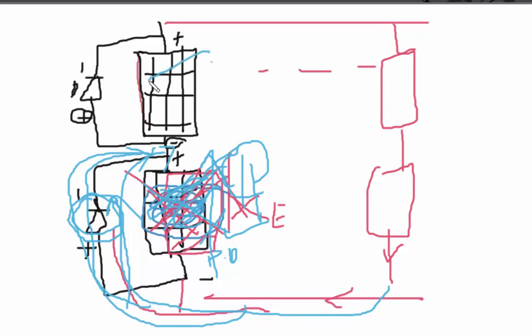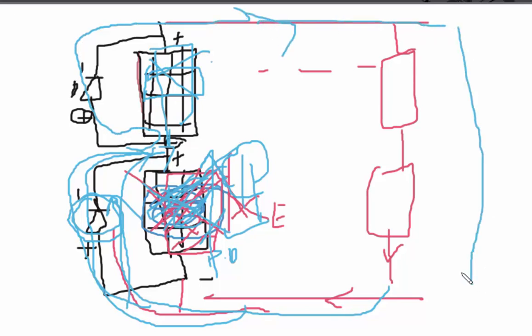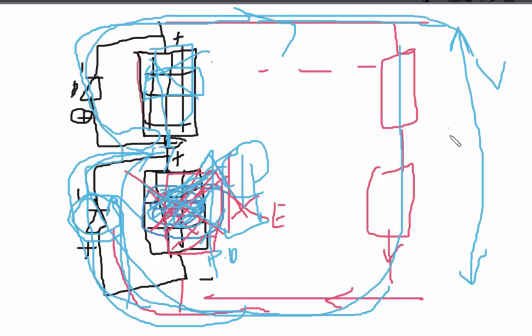Suppose a cloud comes here also, or any shading happens in this module also, again it will take this path. So it will maintain the same voltage across the terminal. So current flows like this and maintains the same voltage. So this is the main purpose of the anti-parallel diode.